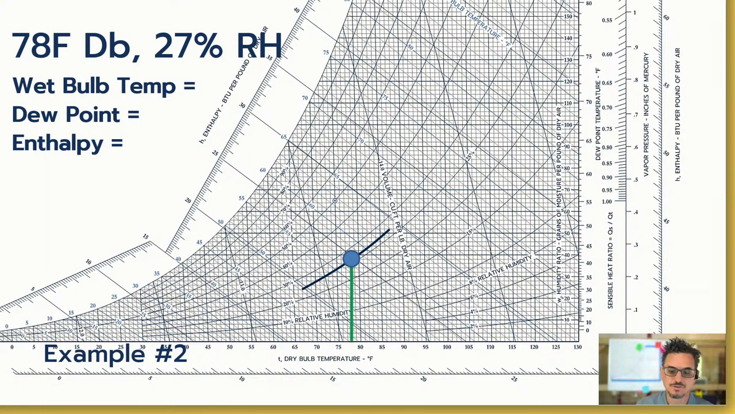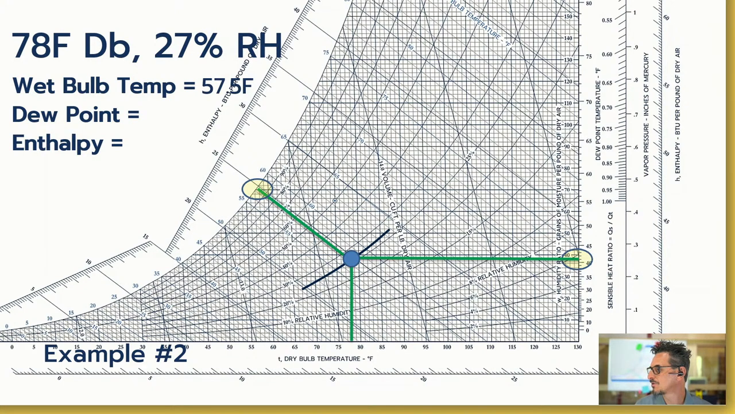And then we can do the same thing we did on the last example and find the wet bulb, which we would just draw a line towards the wet bulb line there. And we would determine that wet bulb is 57.5. And then for dew point, we just shoot it over to the right.